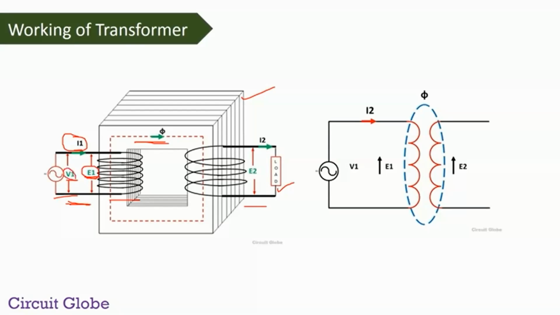Now here comes Lenz's law. Lenz's law says the cause always opposes the effect. So here the EMF is induced in the winding because of the supply voltage, and hence we can say that this EMF opposes the supply voltage. The polarity of the induced EMF is opposite to that of the supply voltage.